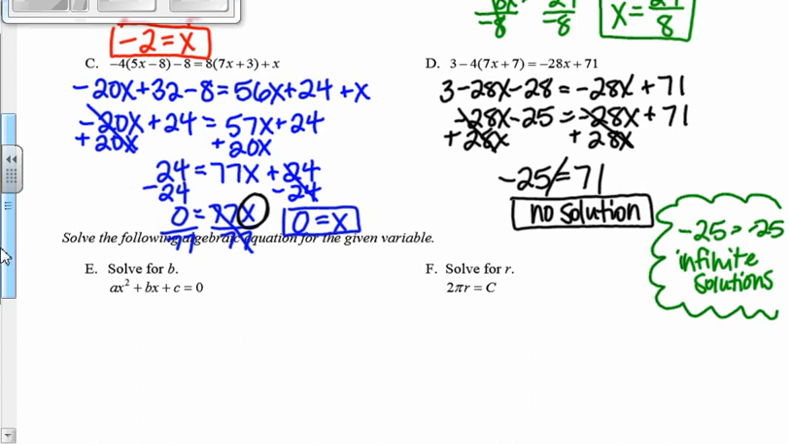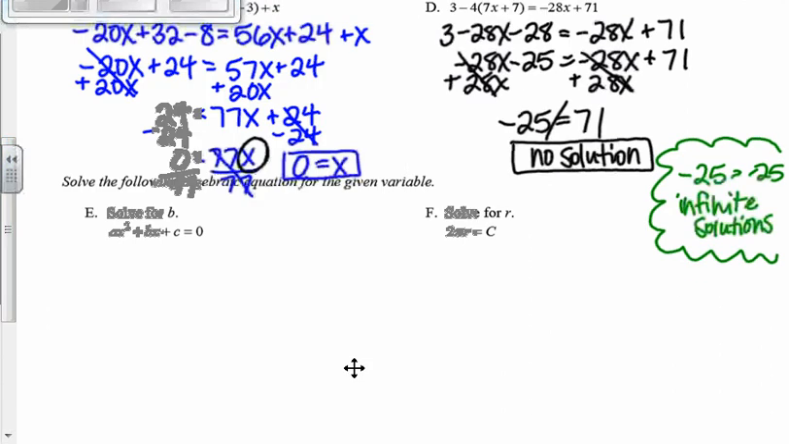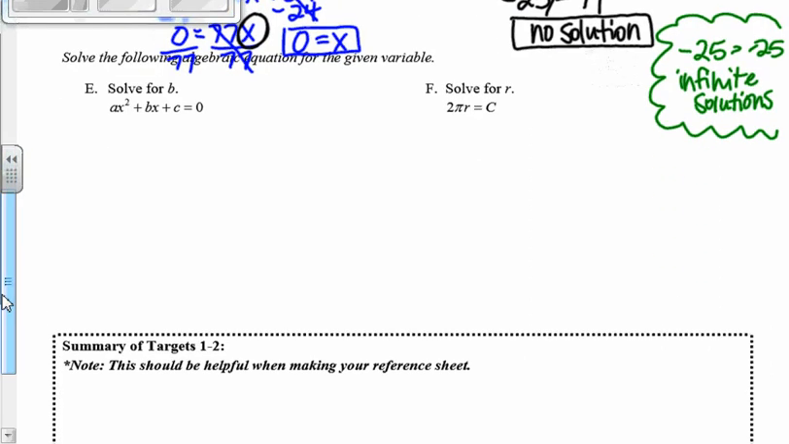All right, and then the last thing that you could see on this target would be literal equations. So literal equations are when you are solving for a variable within a problem. So taking a look at E, it says solve for the variable b. So what we want our final answer to be is b equals something. And it's going to be a little bit of a mess because these aren't numerical.